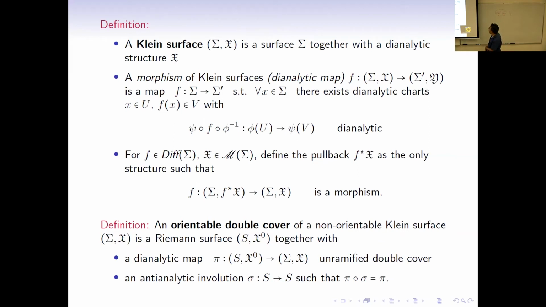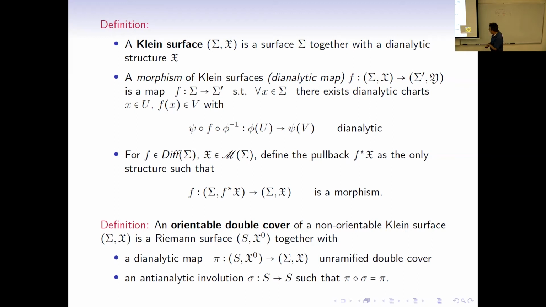A morphism of Klein surfaces is just a map that is compatible with the analytic charts. Given a diffeomorphism and a Klein surface structure sigma, you define the pullback of the original structure to be the only structure so that this is a morphism.